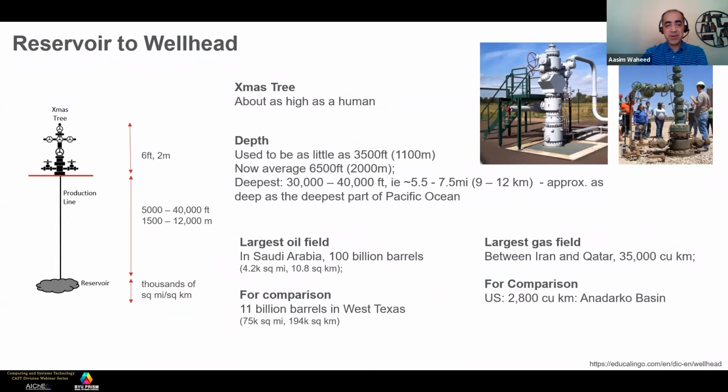The largest field, the reservoir, the little reservoir at the bottom there, that is usually multiple thousands of square miles or square kilometers. Just to give an idea, the largest oil field in Saudi Arabia with 100 billion barrels of oil is 4.2 thousand square miles, and many are even bigger. I put this in just to give you a perception of how things really are. And really, it's a marvel of science that we can sit right at the surface and drill down deep, 40,000 feet deep into the ground to get to oil and gas.